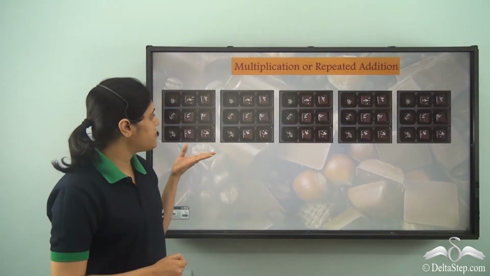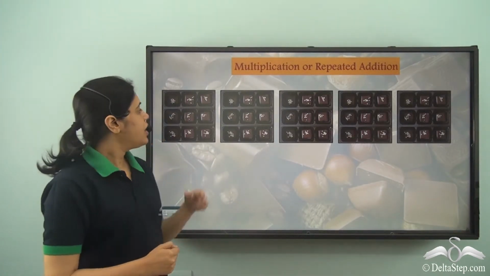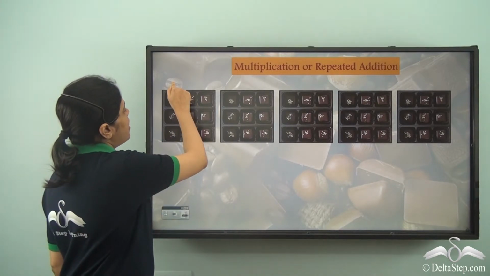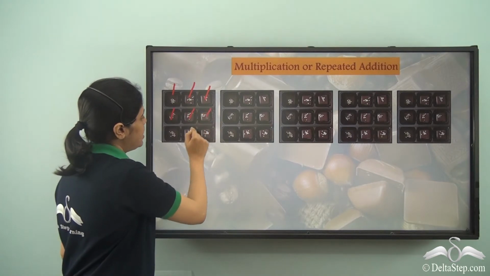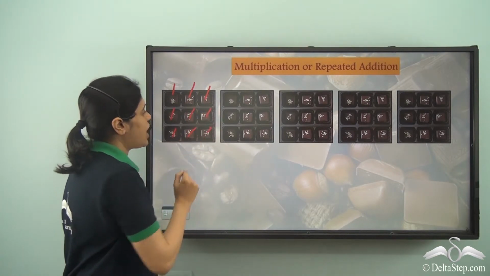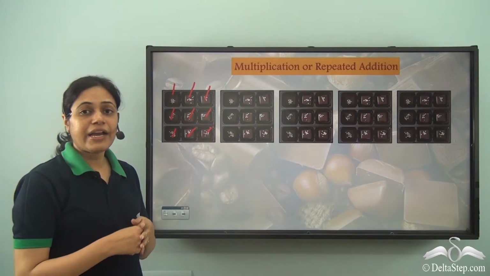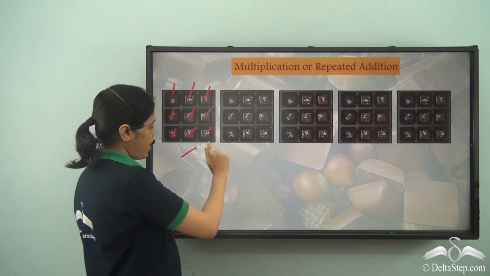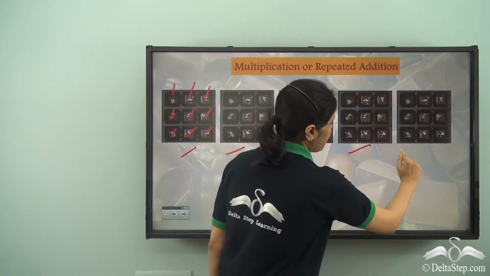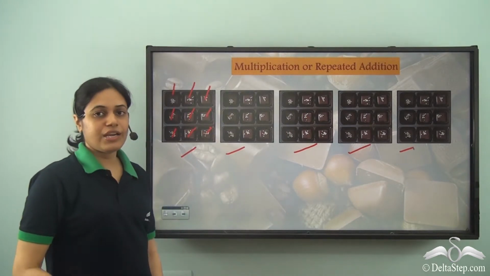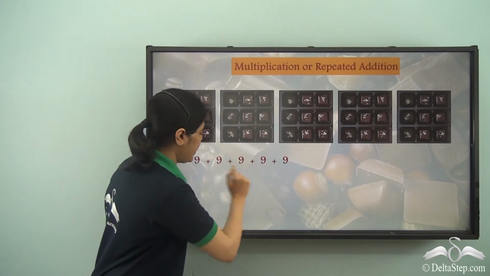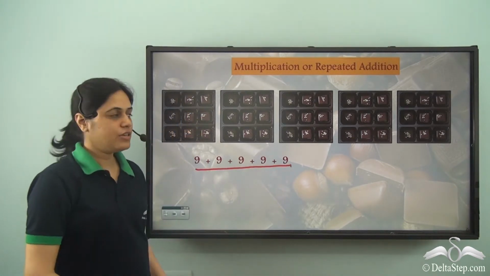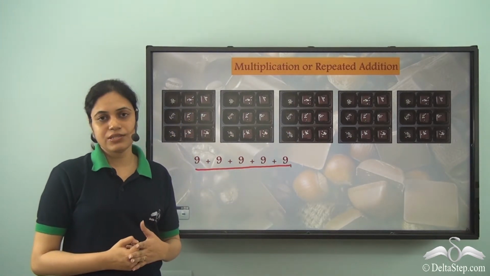Now we have some tasty chocolates here. And in each box there are 1, 2, 3, 4, 5, 6, 7, 8, 9 chocolates. And how many boxes? 1, 2, 3, 4, 5. There are 5 boxes. So I need to add 9 5 times to find the number of chocolates.